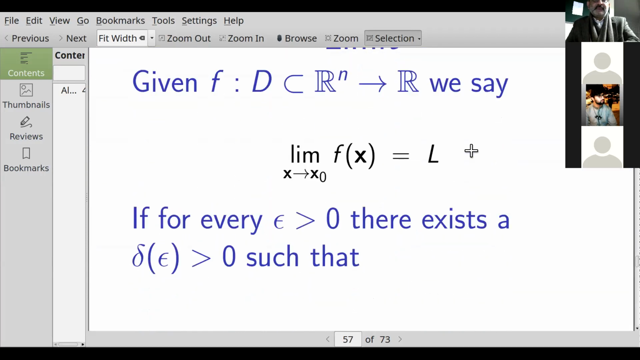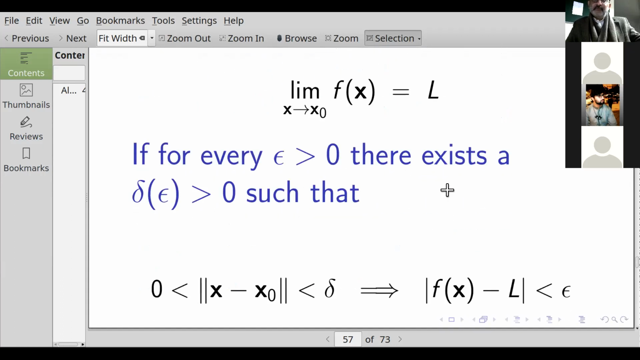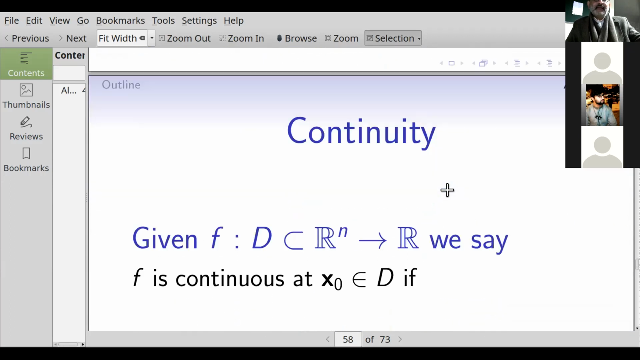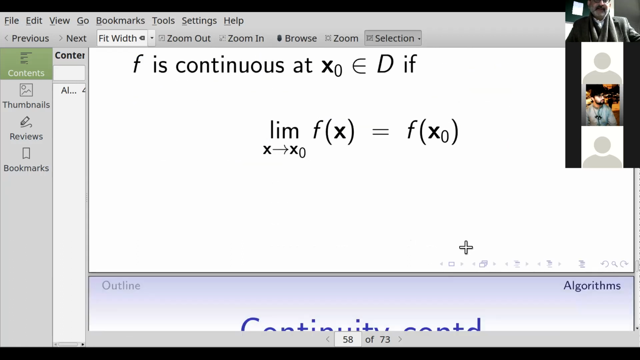So we have the idea of a limit in higher dimensions. x here is a vector, okay? And x naught is a vector. And let's say we're mapping to the real numbers. So we have the idea of a limit in higher dimensions, which is analogous to the idea of a limit in one dimension. We have the idea of continuity also. If the limit as x goes to x naught of f of x is the same as the function value at x naught, then the function is said to be continuous at x naught. Okay.